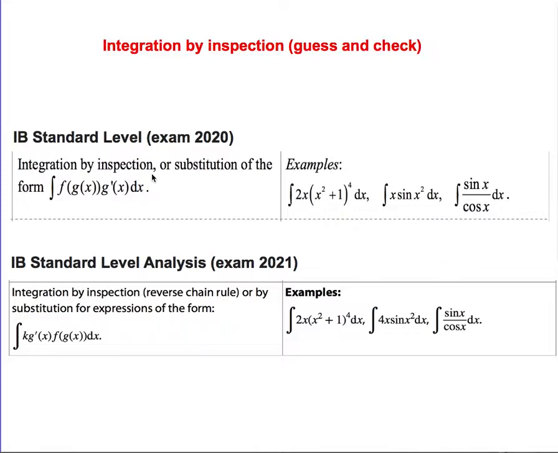You're never going to have to use substitution. And whilst you can use substitution, personally, I would recommend inspection. I think it's got a higher probability of success. So I'm going to have a look at how to do that.